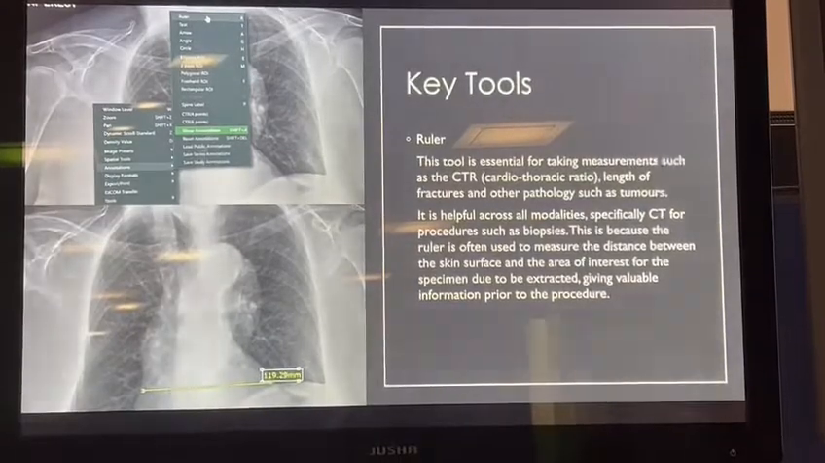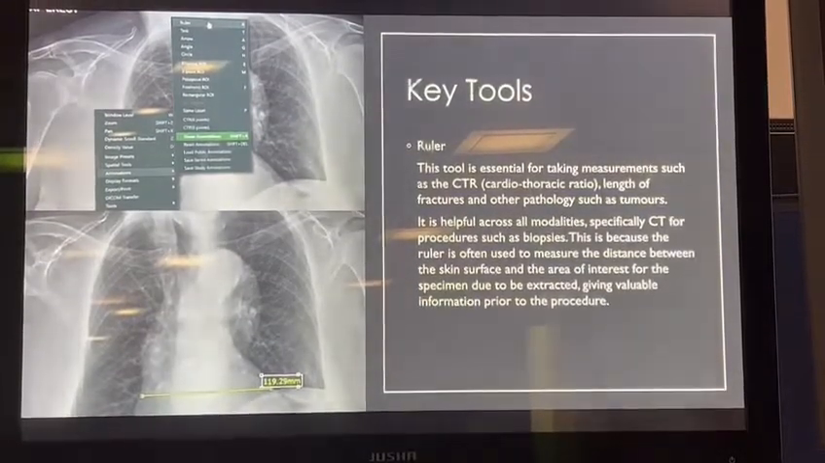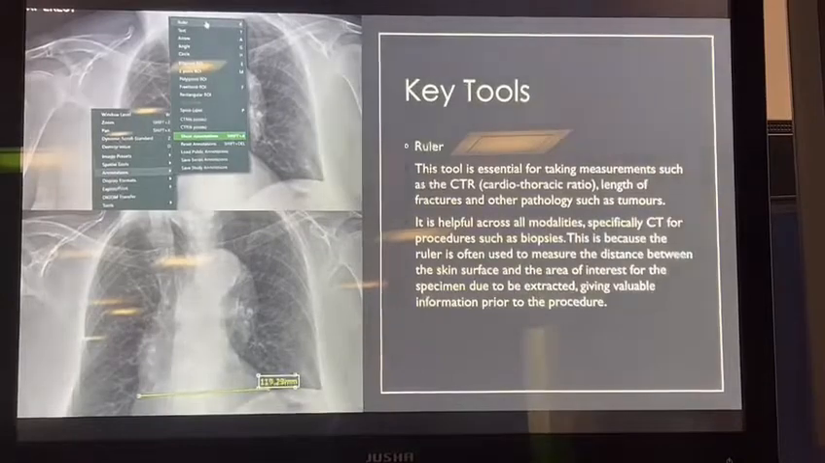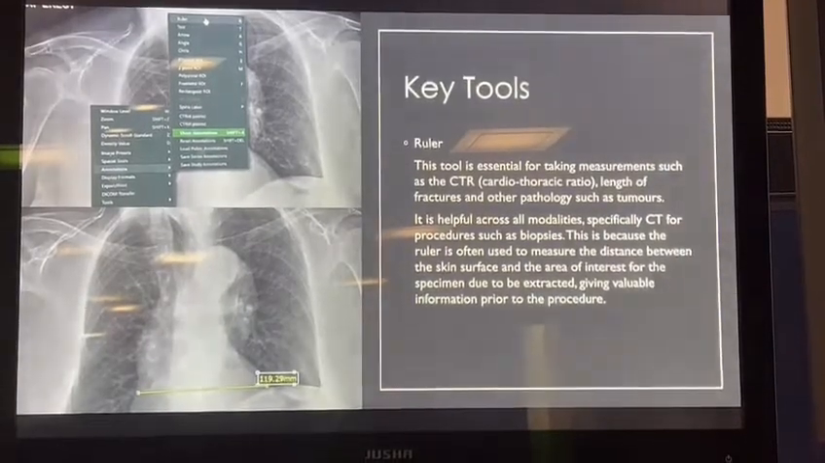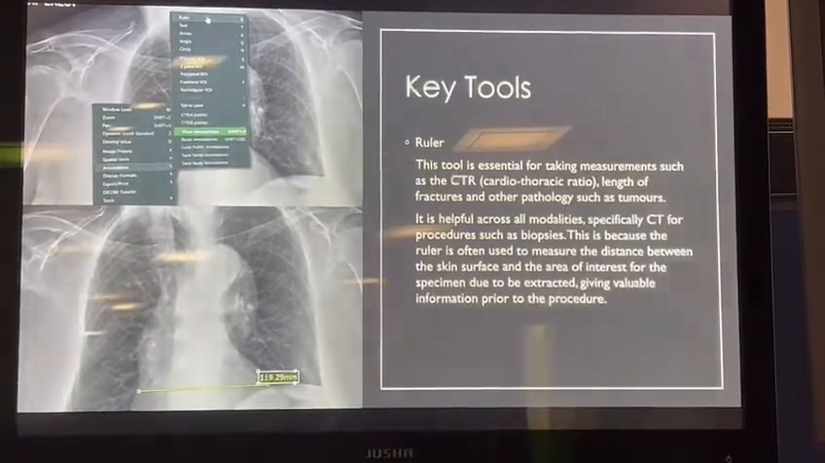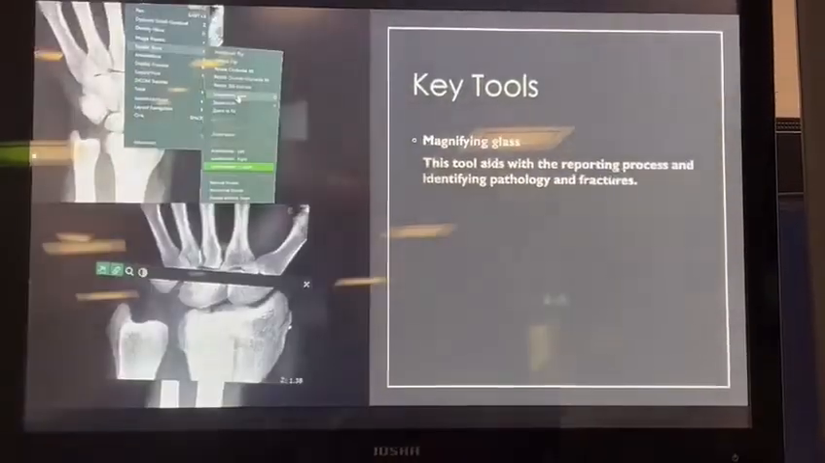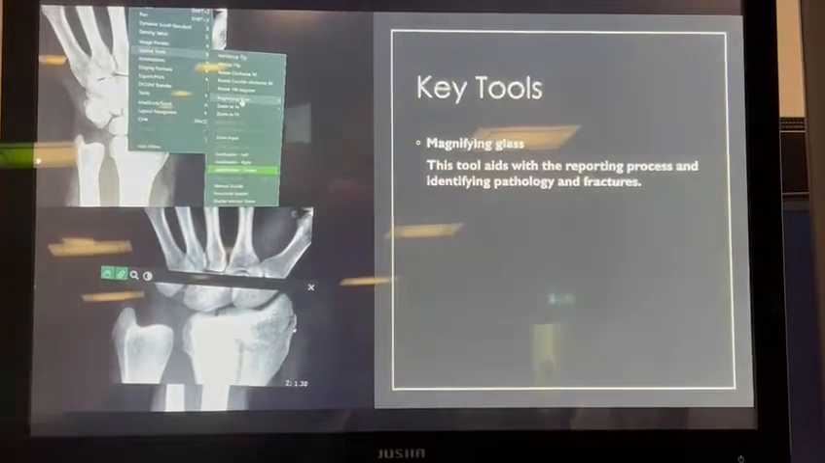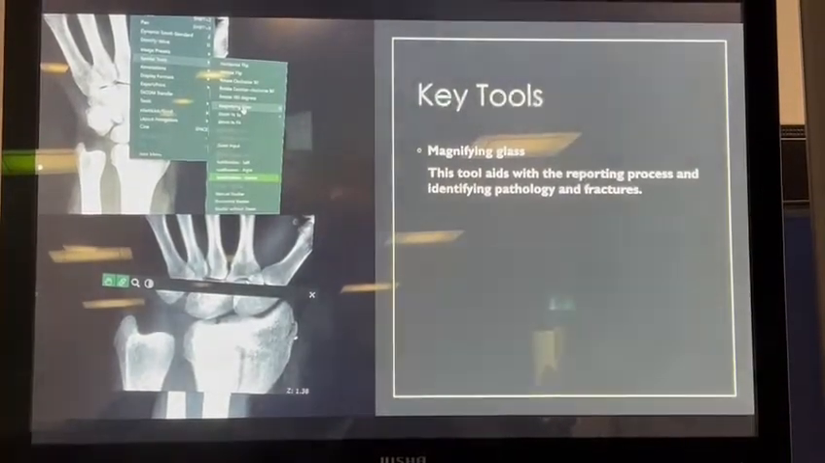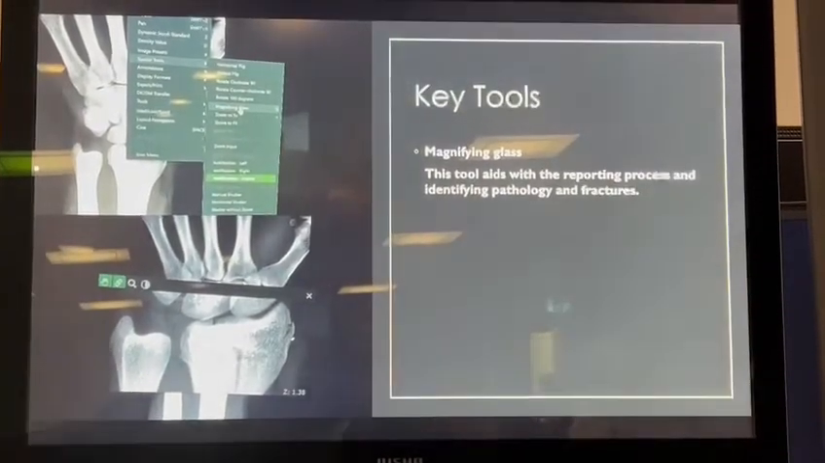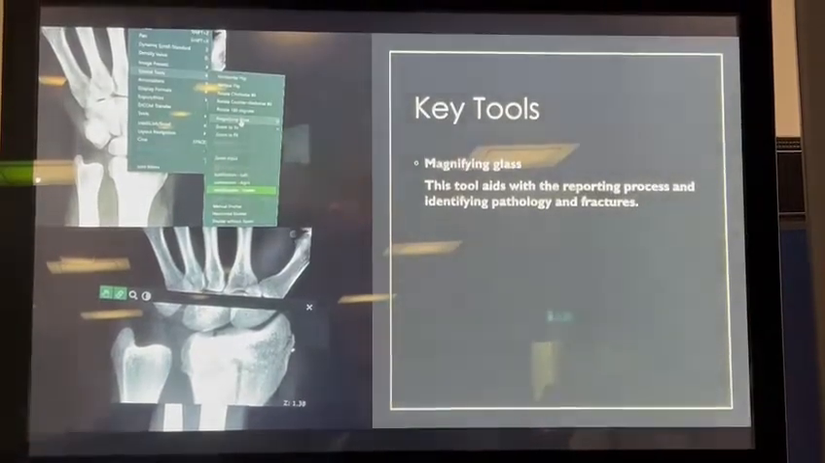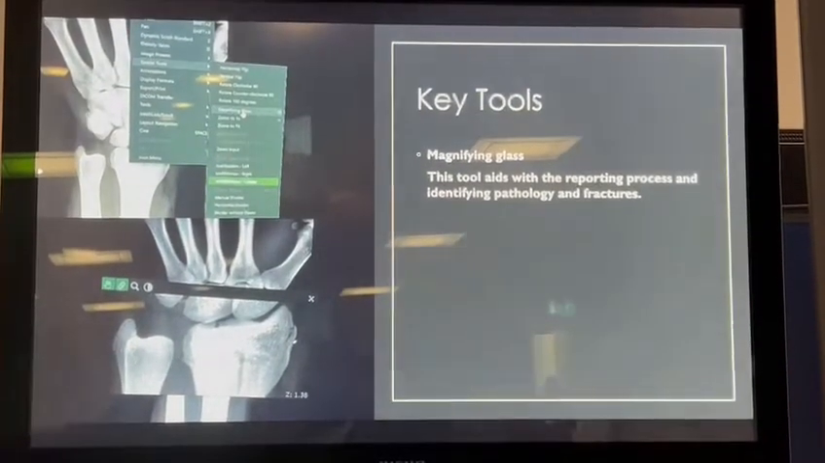This is because the ruler is often used to measure the distance between the skin surface and the area of interest for the specimen due to be extracted, giving valuable information prior to procedures. And the last tool is the magnifying glass. This tool aids with the reporting process and identifying pathologies and fractures.